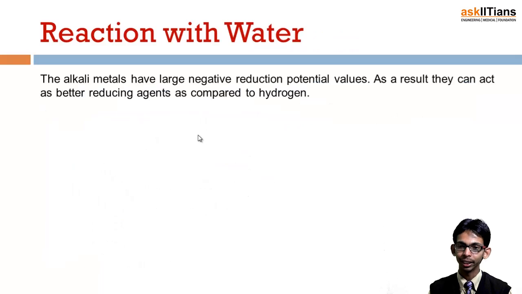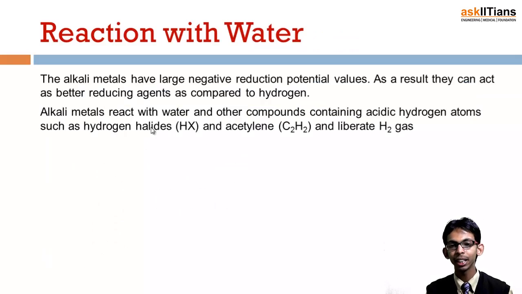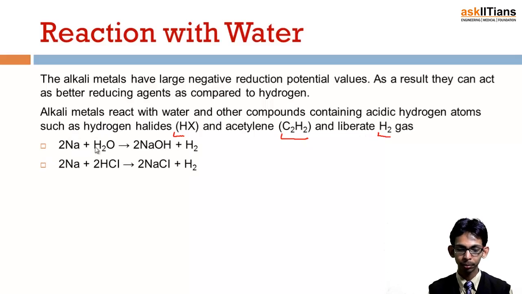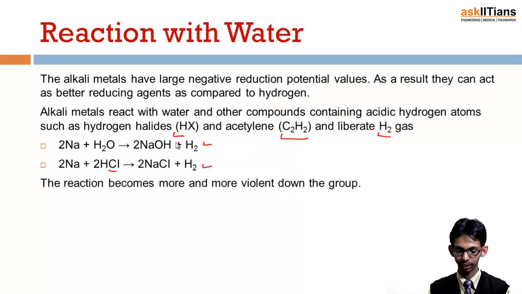Next is reaction with water. This is an interesting reaction. Alkali metals have large negative reduction potentials, as we know, so they can act as better reducing agents as compared to hydrogen. When alkali metals react with water or other compounds containing acidic hydrogen atoms, such as hydrogen halides or acetylene, terminal alkynes, they liberate hydrogen gas. Just like this, sodium reacts with water to form NaOH and liberates hydrogen gas. Again with HCl, it also liberates hydrogen gas.